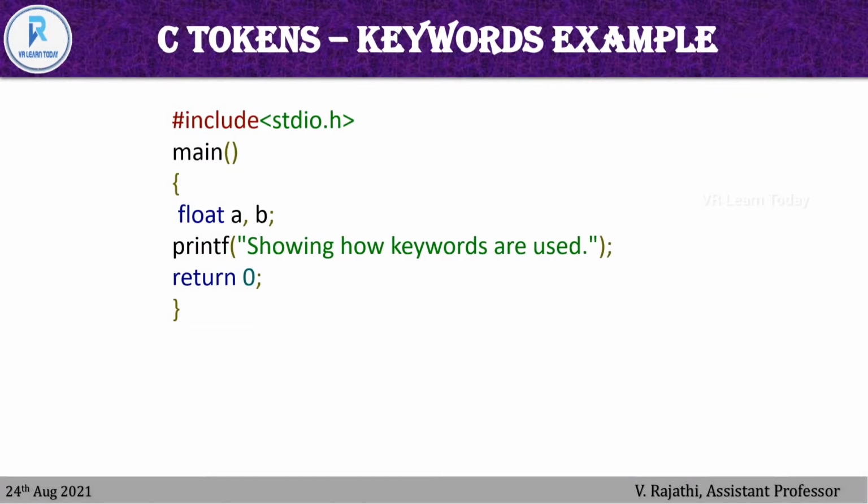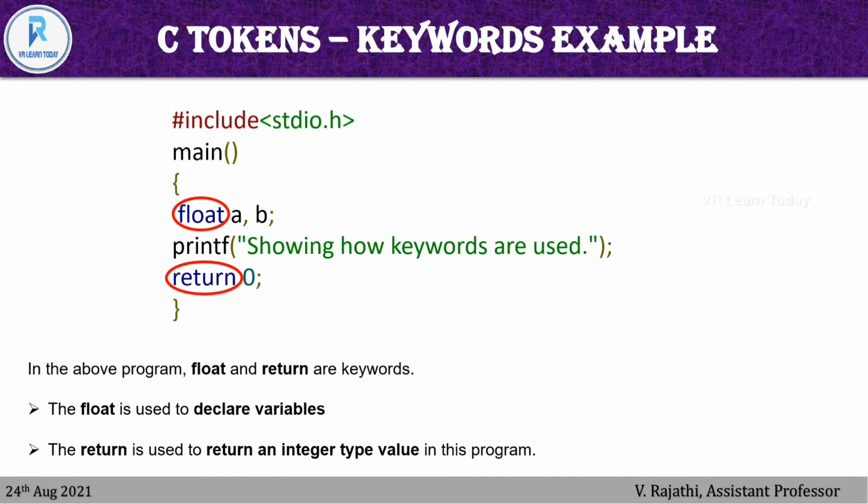So this is an example for the C tokens. These two are keywords in this program, float and return. The float is used to declare a float variable, and return is used to return an integer type value.